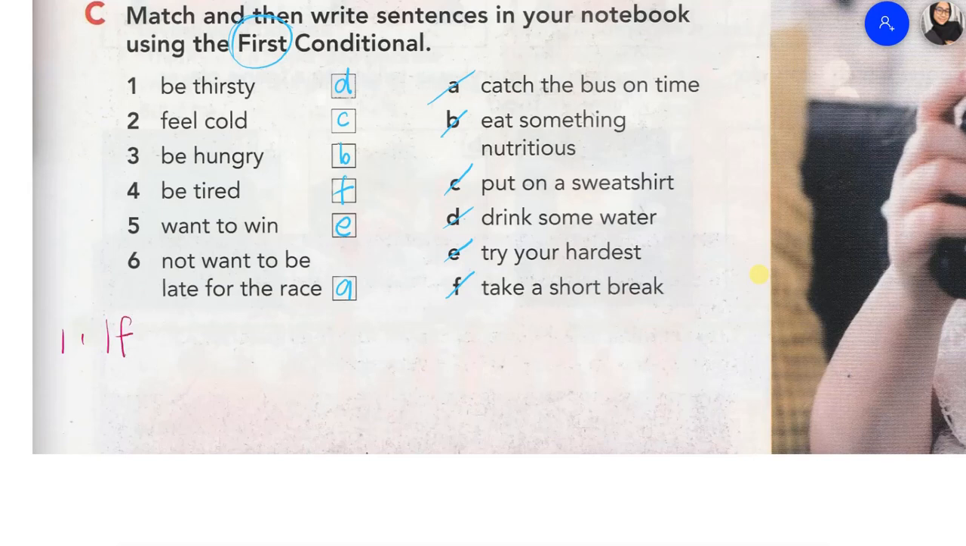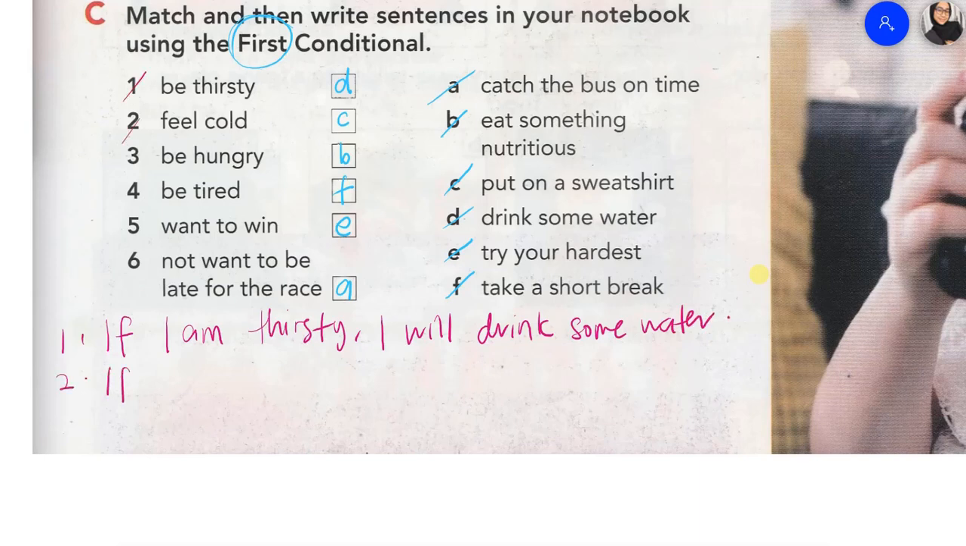If I am thirsty, I will drink some water. Okay, number 2. If Sandy is cold, she will put on a sweatshirt.